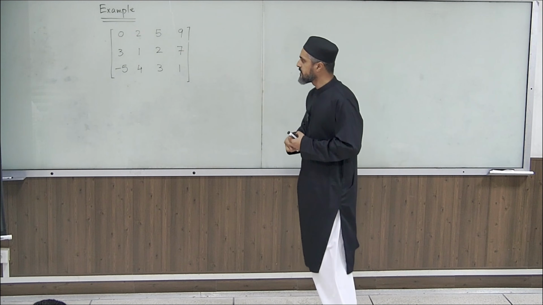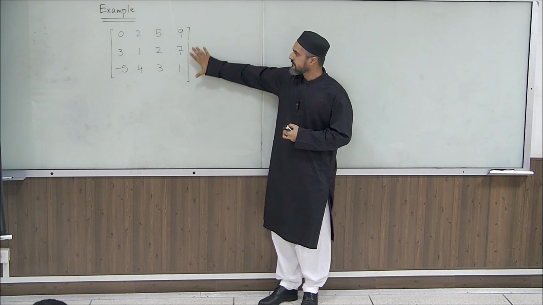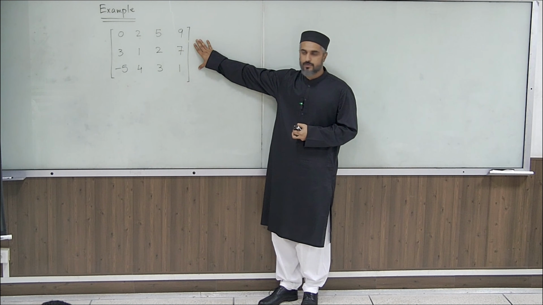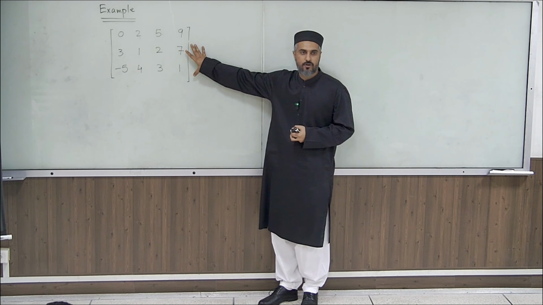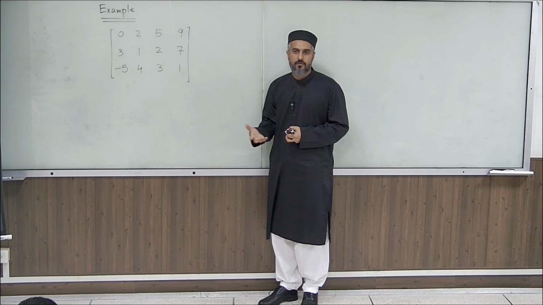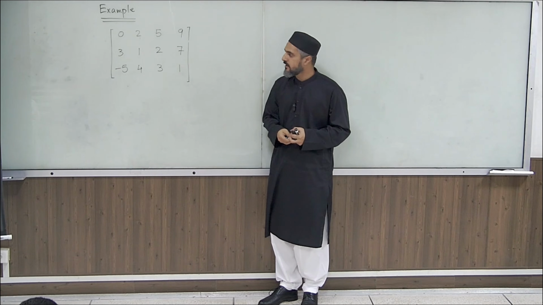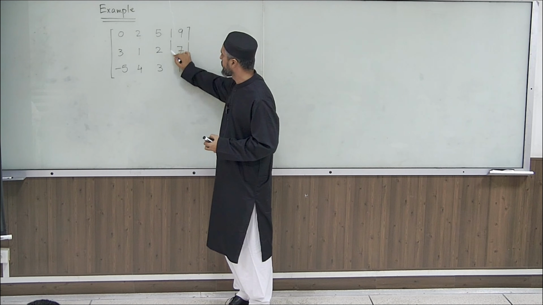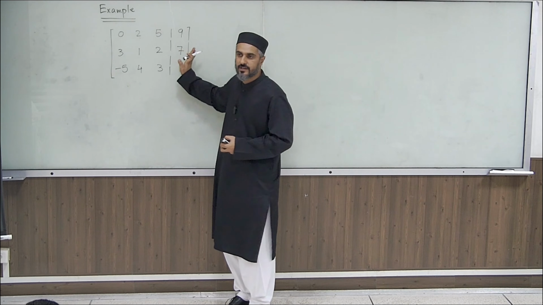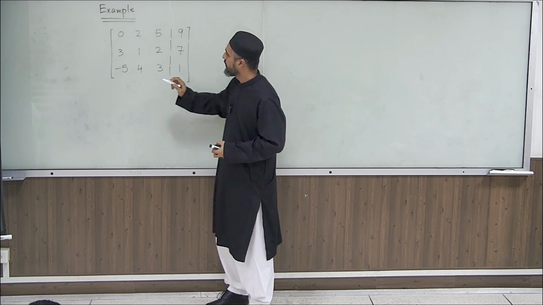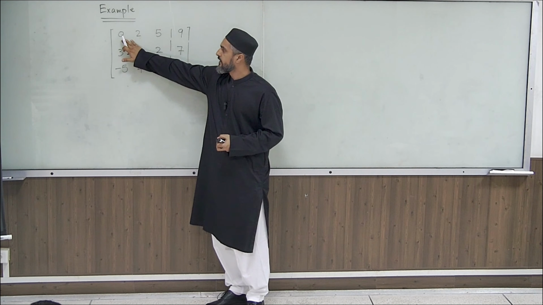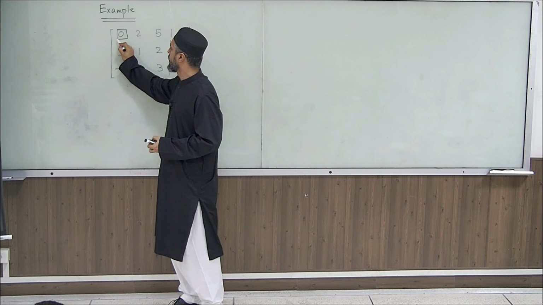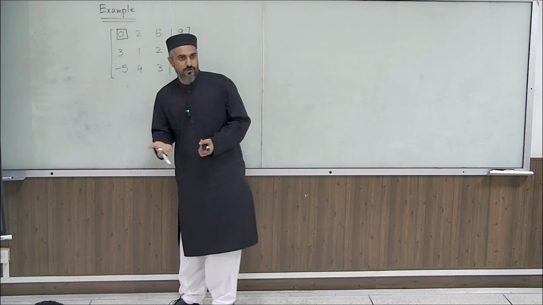Coming towards an example, we have a system of equations with three unknowns and three equations, and we convert it into an augmented form. This is the first step of Gauss elimination. If we divide it, this is the right hand side. If you look at the first number over here, it is 0. So what is the first pivot element? This is the first pivot element, which is 0.